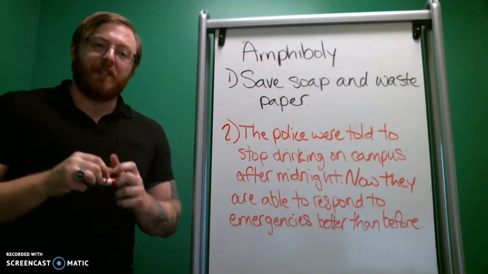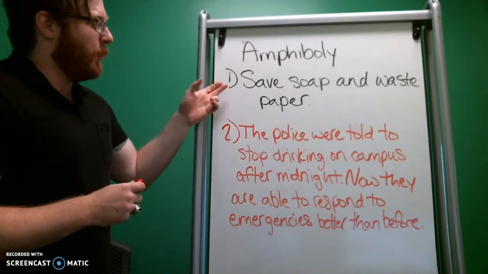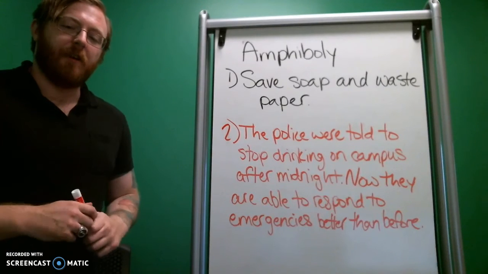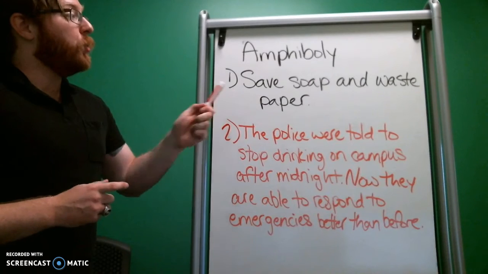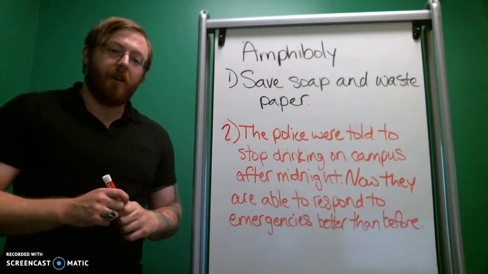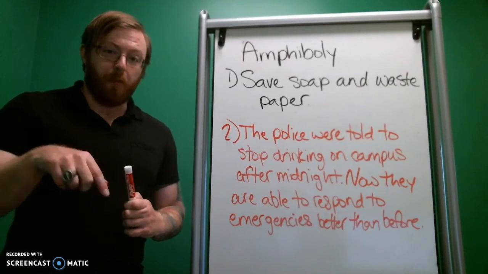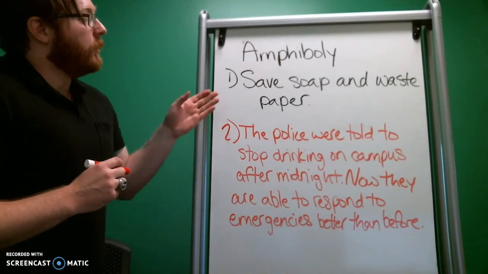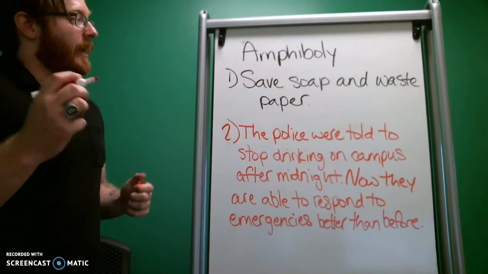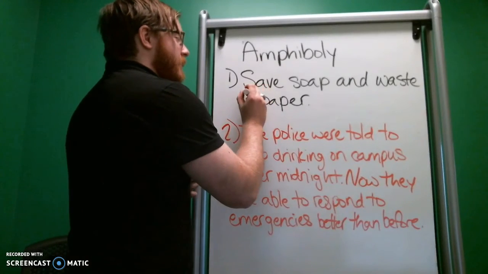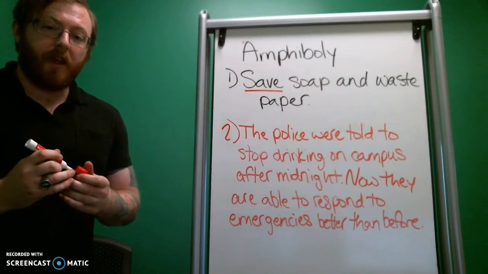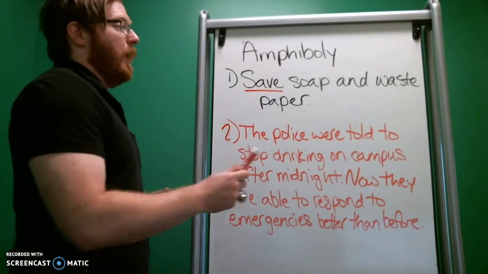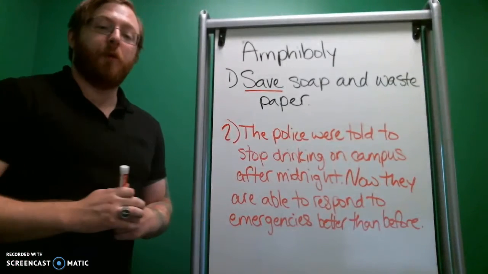Now, my inflection might have given it away a little bit, but there's two ways in which you can read this sentence, right? So think to yourself for a second, what are the two ways in which you can read this sentence? You can pause here if you'd like more time. So the first way is that it could mean we need to save two different things: soap and waste paper. Right? So paper that is no longer of use to us.